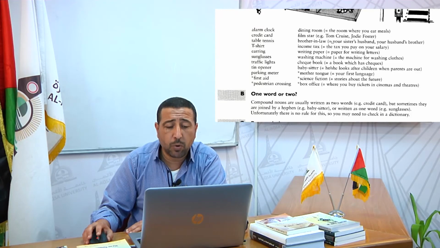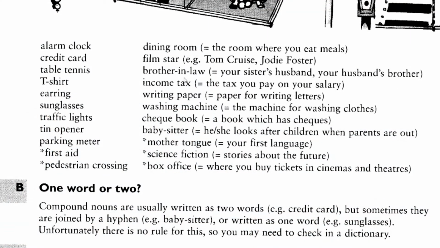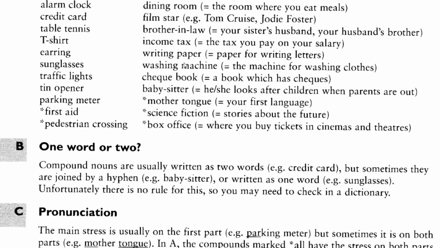Babysitter, somebody, a man or a woman who works as a babysitter. It takes or looks after our children when we are out. So somebody who looks after children when we are away. Mother tongue, my mother tongue is Arabic. So it is my language, my first language. Science fiction, stories about the future. Box office, it's the place where you can buy tickets for cinemas and the theater. Good, this is okay. Let's go to one word or two.